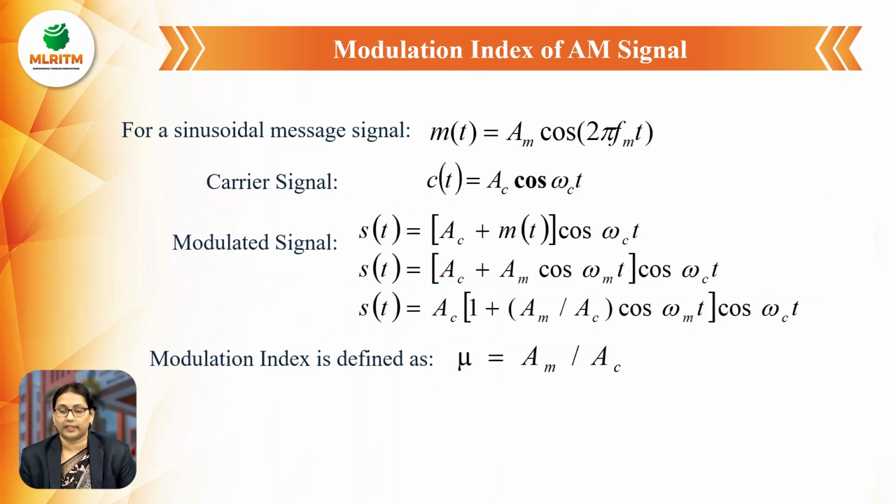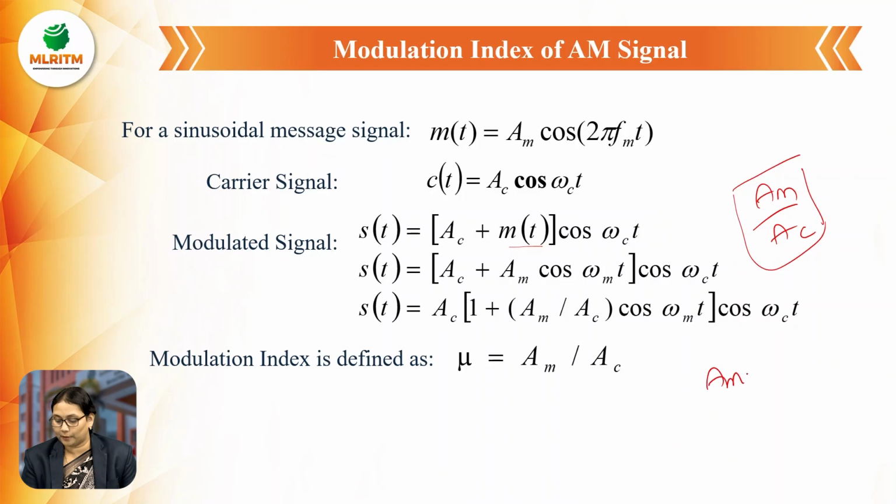So next, the modulation index of an AM signal. For a sinusoidal signal, we represent the modulating signal as m(t) = Am cos(2π fm t), and the carrier signal as c(t) = Ac cos(2π fc t), or cos(ωc t). The modulated signal is given by s(t) = Ac [1 + m(t)] cos(ωc t). At the place of m(t) we can write Am cos(ωm t). Next, taking Ac common, we get Am by Ac. This Am by Ac term is called the modulation index.